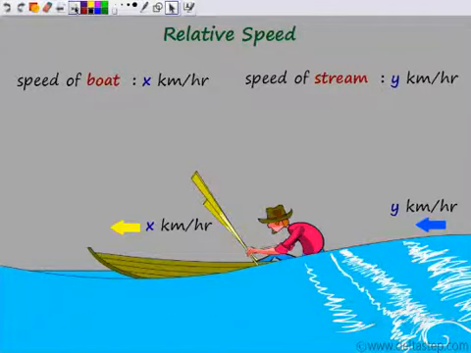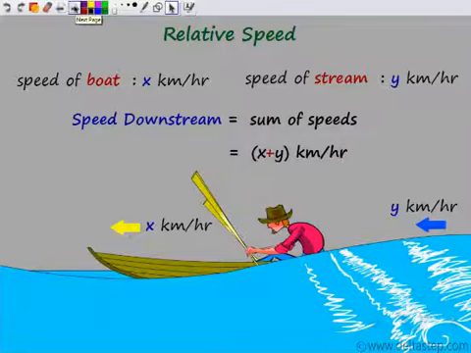And since the boat is moving with the stream, we call it downstream. It's moving with the stream, and the speed becomes the sum of speeds, that is the relative speed. So the speed downstream becomes x plus y. That is the speed of this boat in still water plus the speed of the stream. So these two add up.